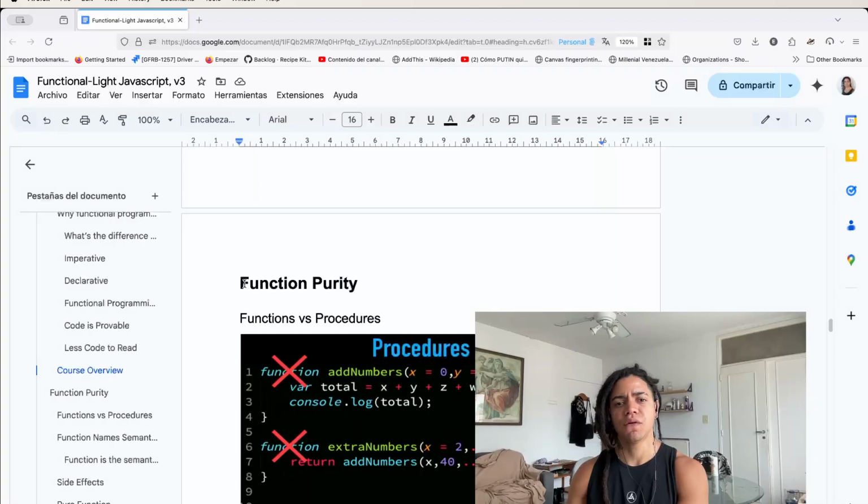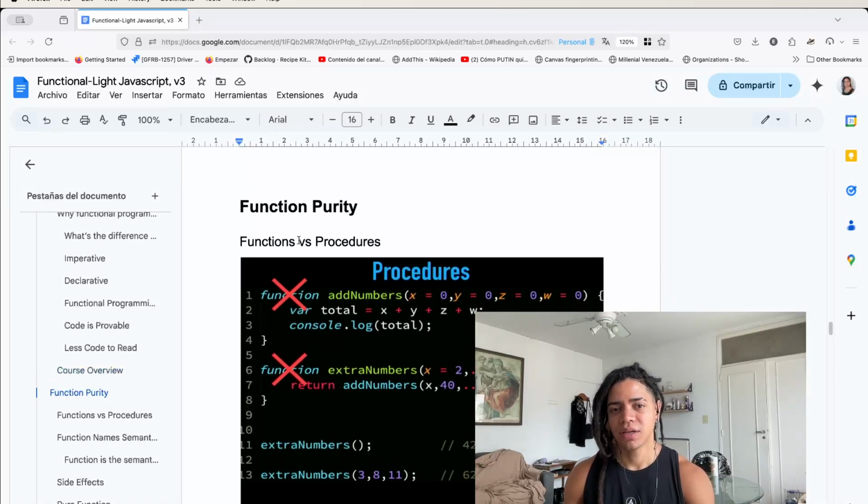Now, first we went through functions, because at the end of the day, since this is functional programming, we need to have a very solid definition of what a function is, right? And functions versus procedures. Most of the time we are quite familiar with procedures, which is a set of instructions that we encapsulate into a function. But most of the time they don't return something. They just do internal stuff, but they don't return anything. So this is a procedure, and most of the time what we have are procedures.